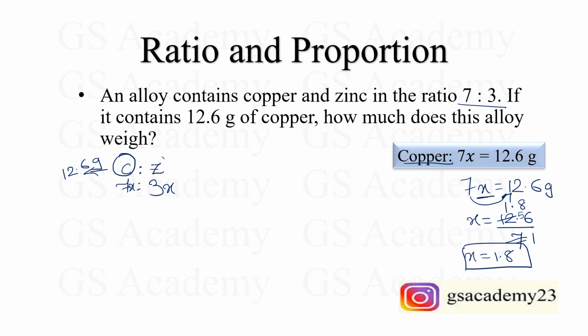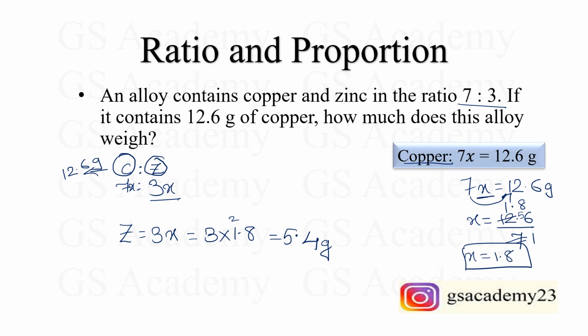Now in order to find the part of zinc, we will take the ratio 3x, substitute the value of x. So this becomes 3 into 1.8. So 3 eights are 24, 4 carry over 2. 3 ones are 3 plus 2 is 5. So 5.4 grams will be zinc's part.